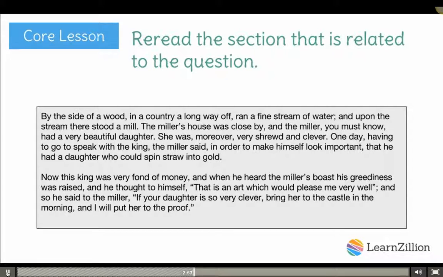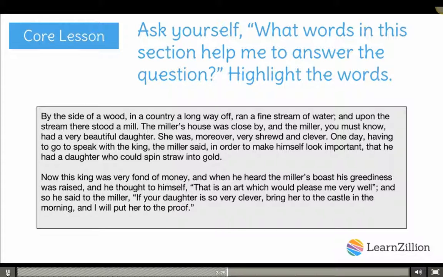One day, having to go to speak with the king, the miller said, in order to make himself look important, that he had a daughter who could spin straw into gold. Now this king was very fond of money, and when he heard the miller's boast, his greediness was raised, and he thought to himself, that is an art which would please me very well. And so he said to the miller, if your daughter is so very clever, bring her to the castle in the morning, and I will put her to the proof.